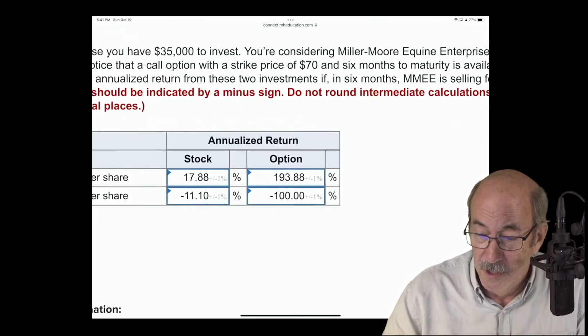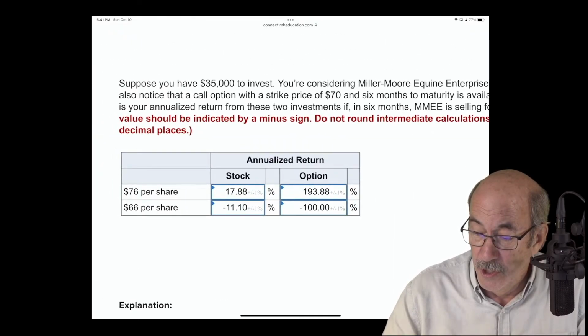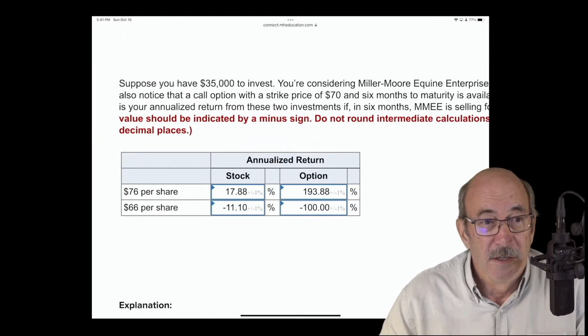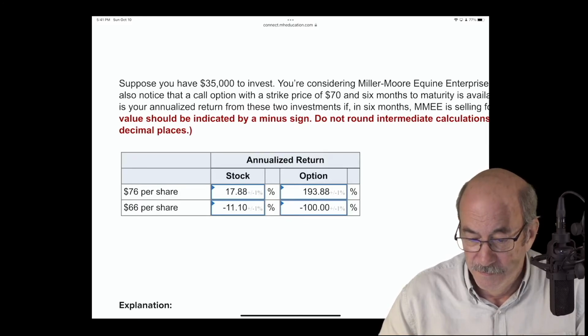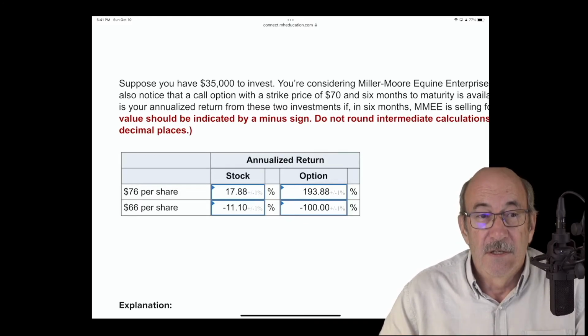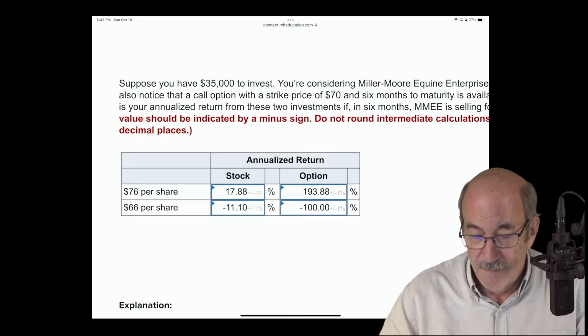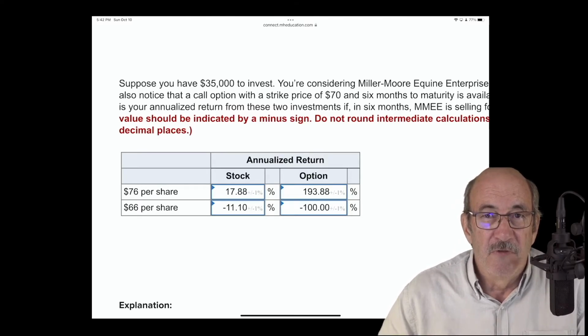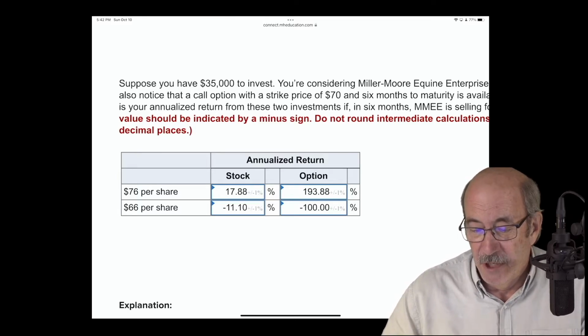Is that the one? Yeah. The Miller-Moore one? Yeah. So for the stock return ones, those are pretty simple. That's what we just did. And then for the option, for the 66, it's always going to be negative 100. So that's kind of like a gimme, right? But let's review that before we go on to the other one.